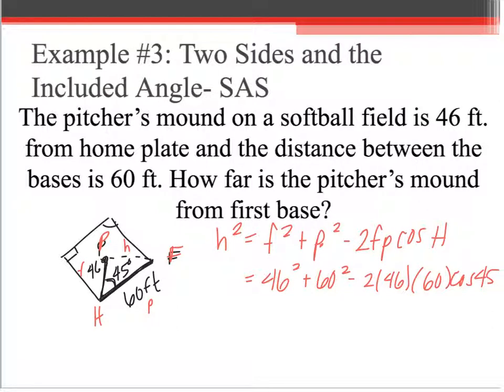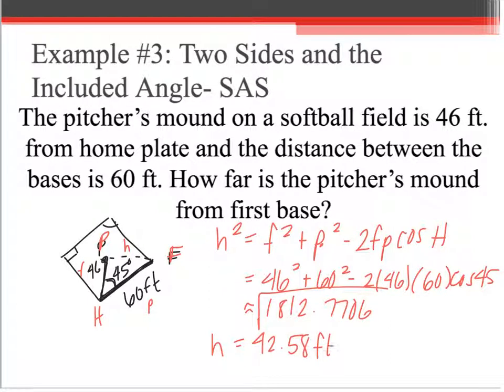If we do all of that, h squared is going to be about 1,812.7706. But again, that is h squared. So to find h, I would take the square root of what we just found, and that's approximately 42.58 feet from first base. And we are done. Okay, let's look at our next problem.